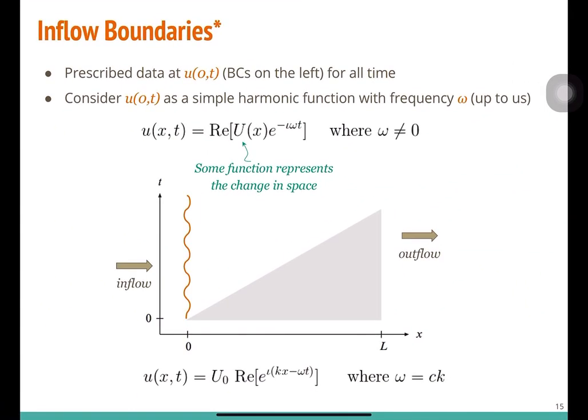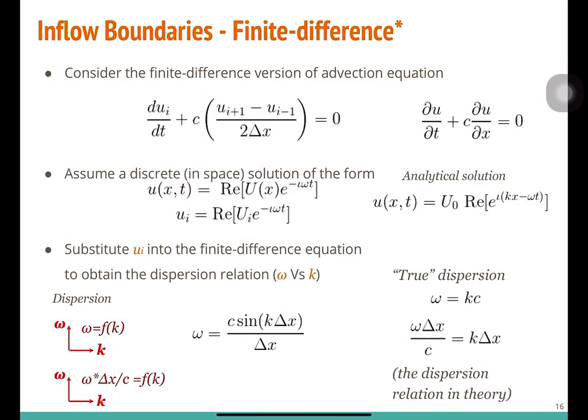So this is how we arrive at this. It's some function representing the change in space in here, because it will determine the values in this white region. And then we've written this equation in terms of u naught, which is the value in here. And then the wave solution will determine all the values in this region. It's called inflow boundaries.